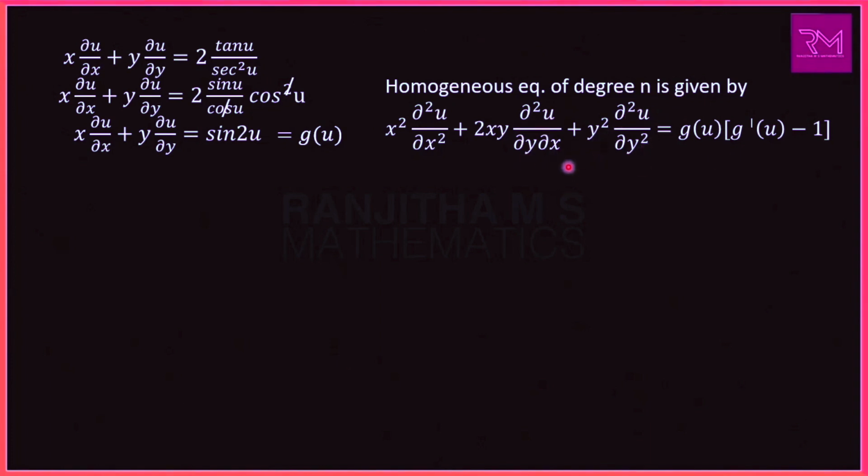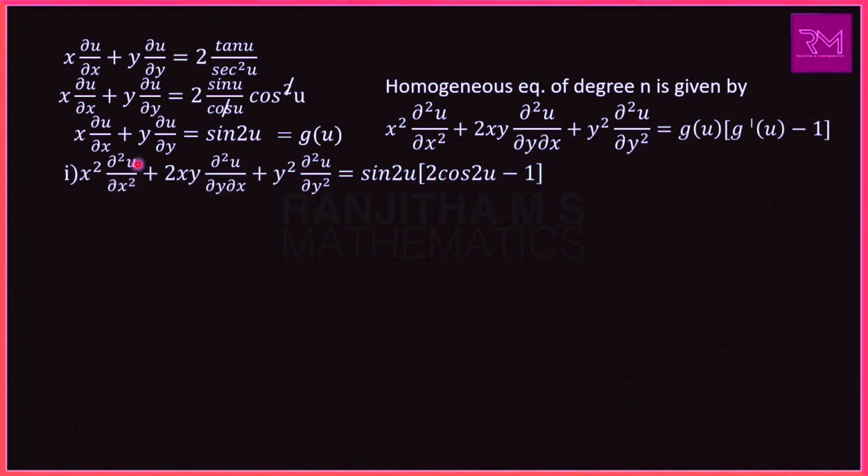So consider this formula and simplify. We get x² ∂²u/∂x² + 2xy ∂²u/∂y∂x + y² ∂²u/∂y² equal to, substituting, g(u)(g'(u) − 1). Here g(u) is sin 2u, and g'(u) is obtained by differentiating sin 2u with respect to u, which gives 2 cos 2u, minus 1 as it is. Next step, multiply sin 2u inside the bracket: 2 sin 2u cos 2u − sin 2u·1, which is sin 2u.